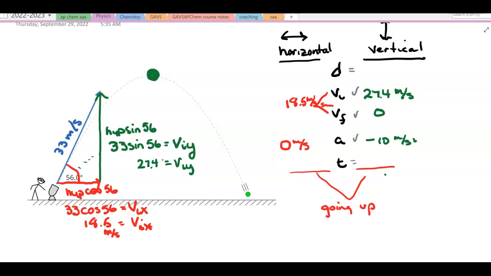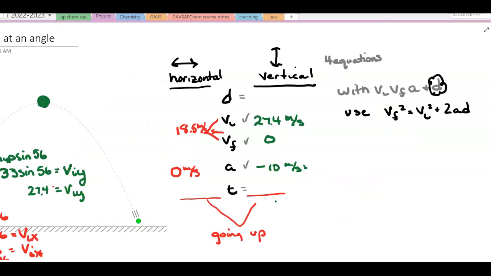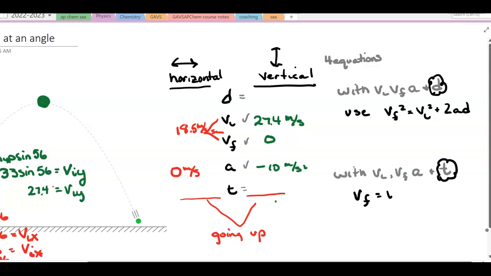I would just have to select one, either distance with initial, final, and acceleration to solve in the vertical direction, or I could solve for time, and you know those equations. So if I want to find my distance, some of you will be very happy to have that equation back, where you can use V final squared equals V initial squared plus 2AD. Or if we want to solve for the time, we can now use V final equals V initial plus AT. And that will give us the time to go up. That's only half the time.